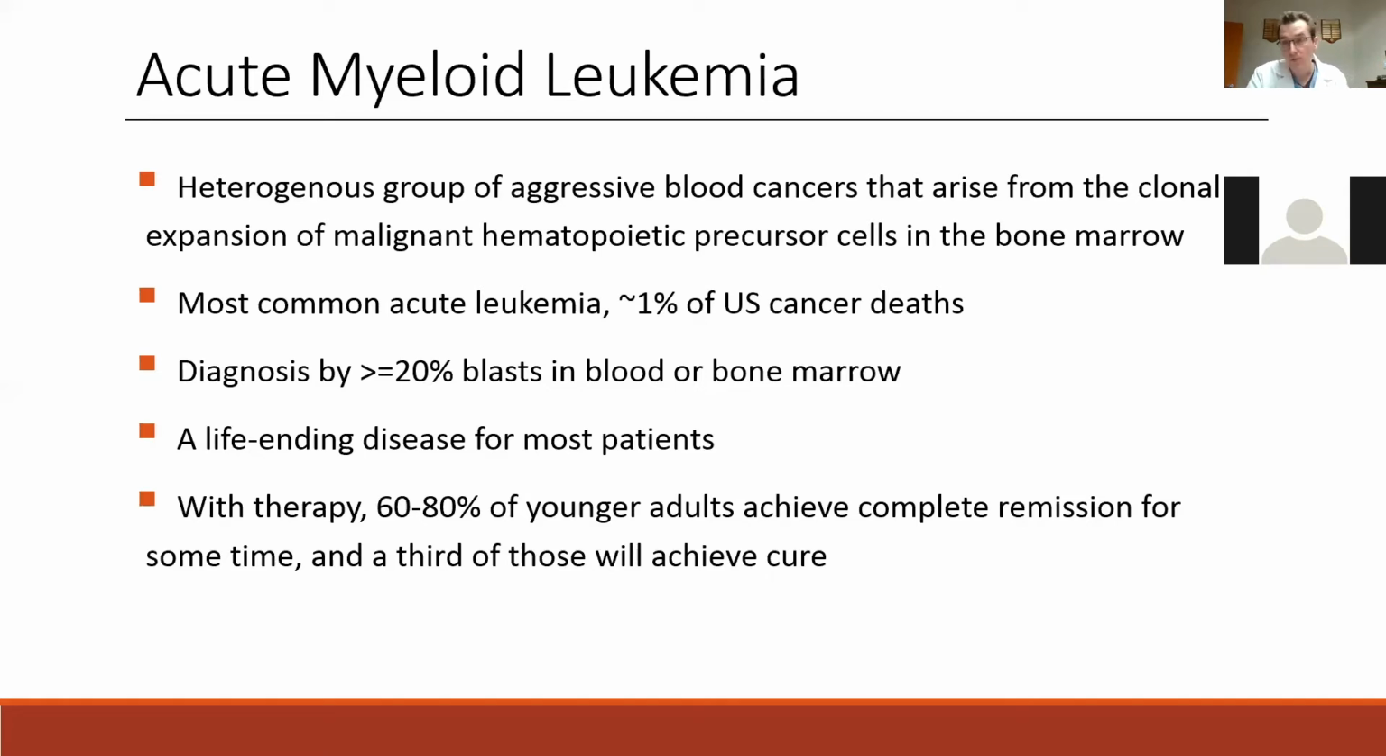However, with appropriate therapy, 60 to 80% of younger patients can expect to achieve complete remission. And of those that achieve remission, about 1/3 will actually go on to achieve a cure. And when I say 60 to 80% of younger patients, I mean patients who are deemed fit enough from ECOG status and other factors to actually initiate the aggressive chemotherapy induction regimen.